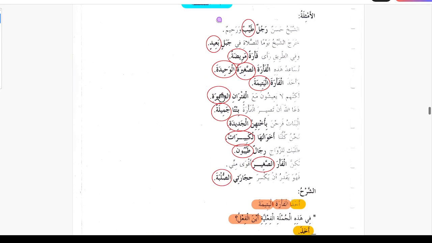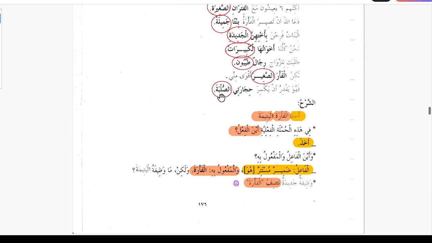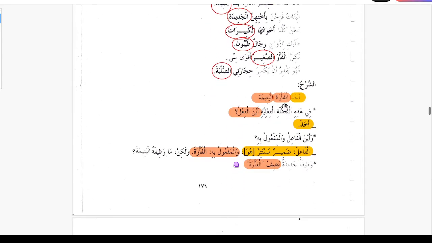Now these were the examples. So now here is the explanation. Akhaz al farita li yatimata. He took the orphan mouse. So we know akhaza is the verb, fara is maf'ul bihi, and yatima is the adjective for fara.